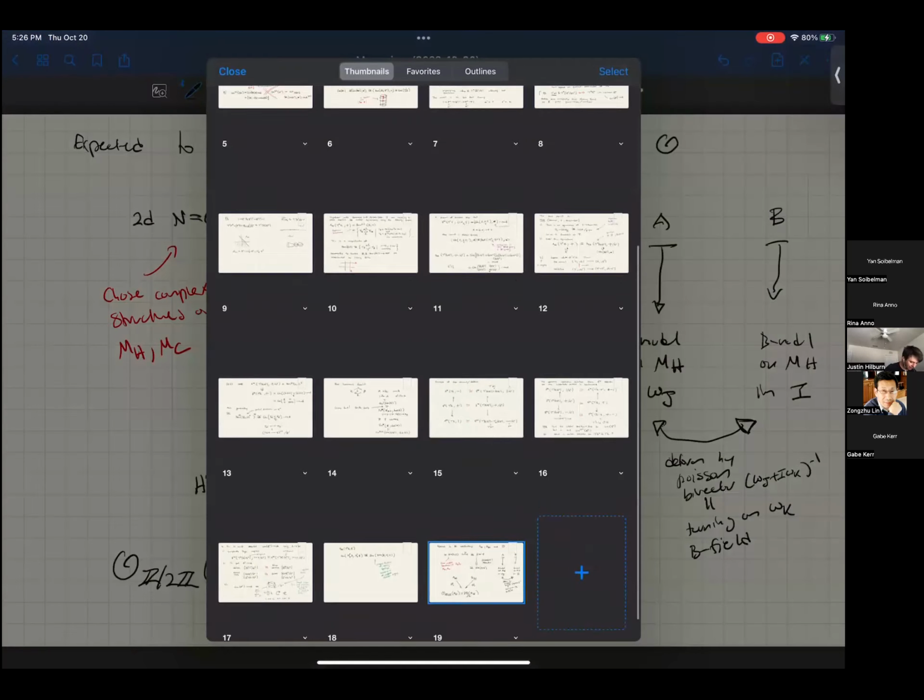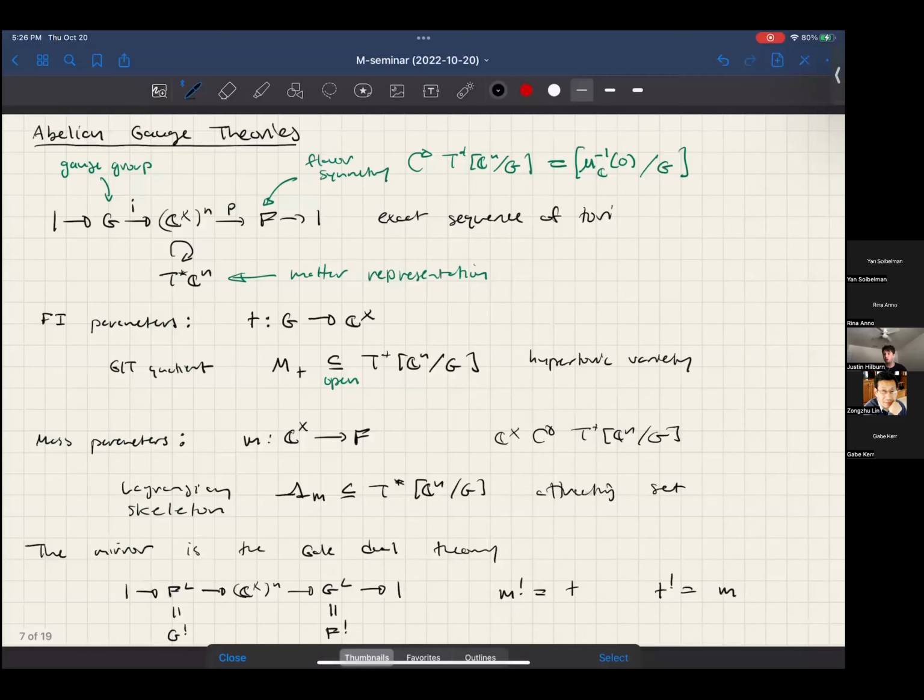Okay, so that's something very general, but let's do an actual example where we can see what's going on. Let's think about abelian gauge theories. These are places where you can actually do all the computation. I'm going to want to tell you what the mirror is, so I'm going to describe these in an overly complicated way. Let's assume that I have an exact sequence of tori. I have C star to the n, a torus sitting inside, and another torus as a quotient.